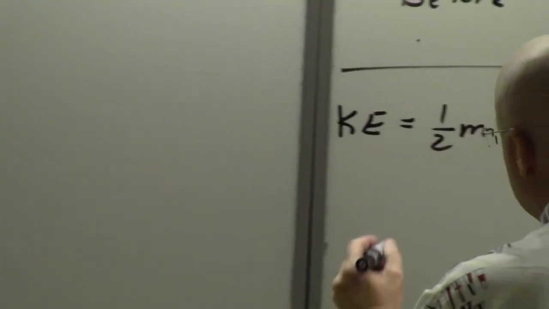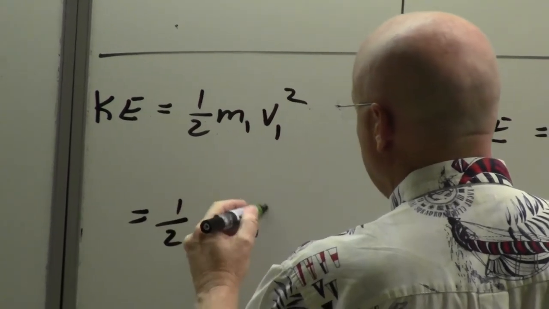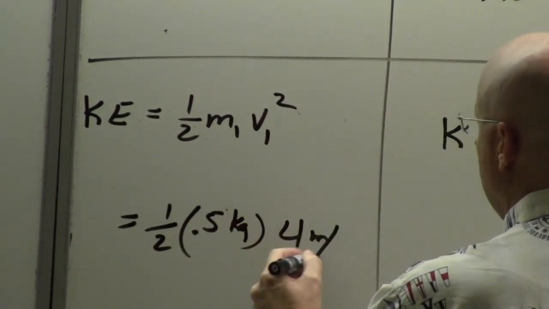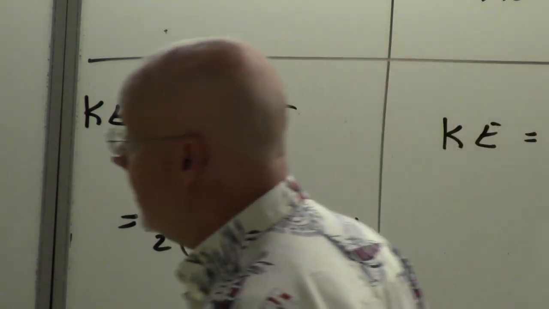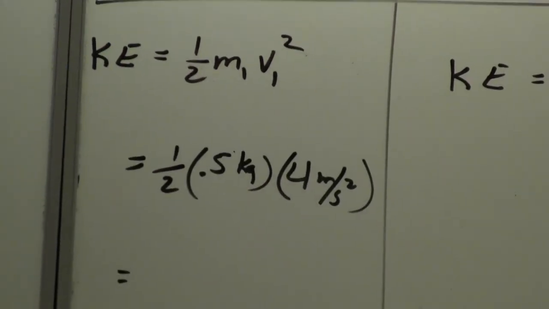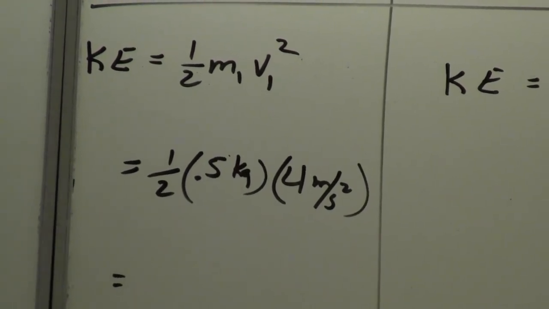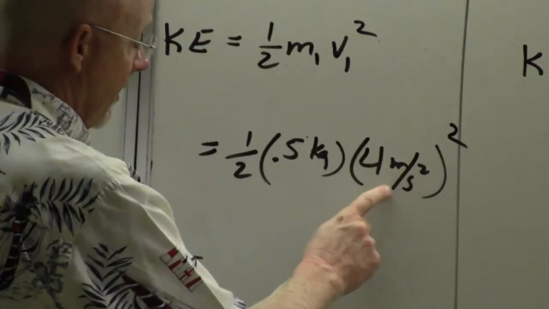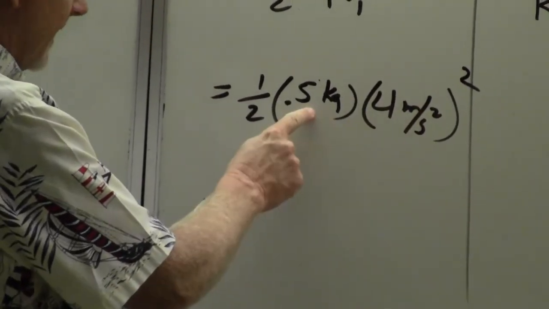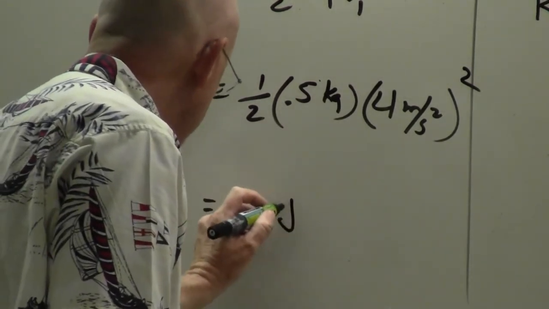All right, so let's see. Before the collision, I had this 1/2 a kilogram going at 4 meters per second. And as I calculated a little earlier, this was a 4. I'll just double check that, but let me put the square here. But 4 squared is 16. Half of that is 8. Half of that is 4. So this is 4 joules.